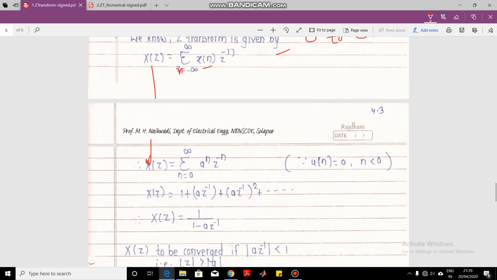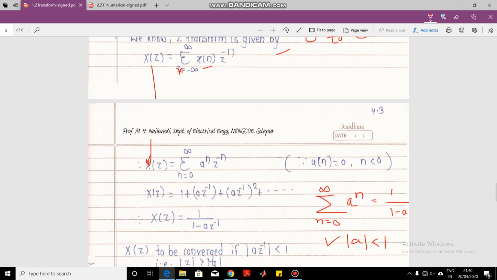Now there is a fundamental summation equation. What is that fundamental summation equation? Summation of n equal to 0 to infinity a raised to n is given by 1 upon 1 minus a. This is a fundamental equation, but it comes with a condition. The condition is that mod of a should be less than 1. This is valid only when mod of a is less than 1.